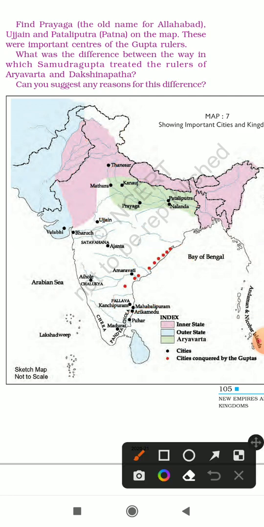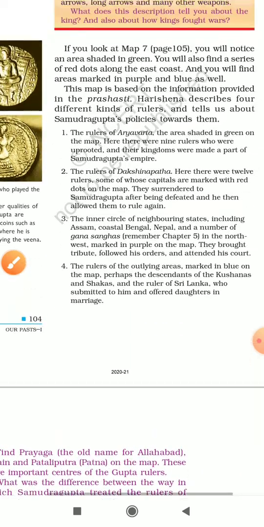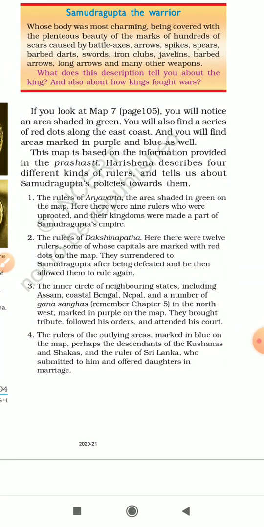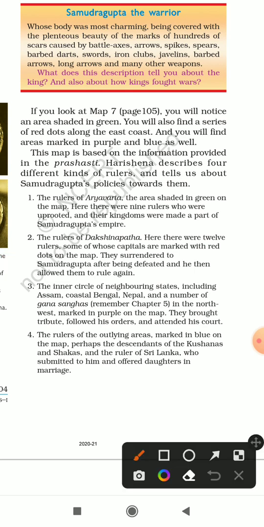The red dots show us the cities which were conquered by the Guptas. The black dotted cities were the cities already belonging to the Guptas. The purple portion shows the inner state of the Guptas, the blue portion is the outer state of the Guptas, and the green portion shows us the area of Aryavrata. We'll study about it as we proceed in the chapter. The map is based on the information provided in the Prashasti.